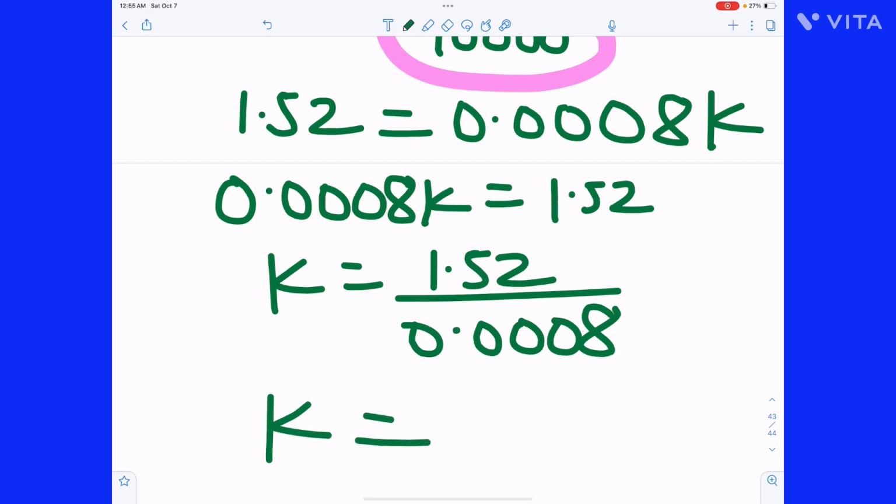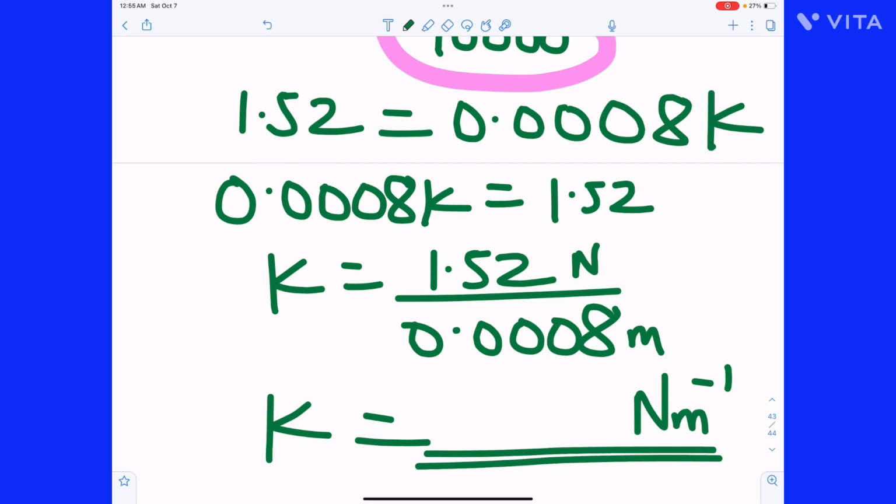So k is equal to what? You get your answer in newtons per meter. So that's the elastic constant of the spring. That brings us to the end of our sub examples on elasticity.